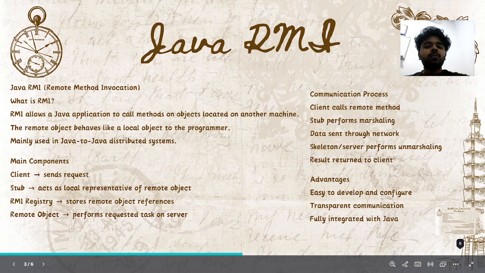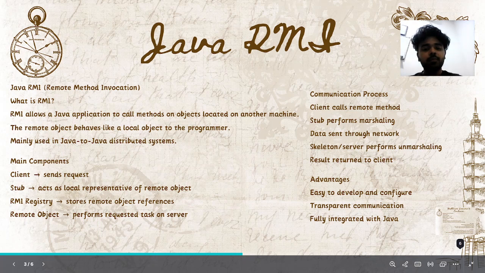One major advantage of RMI is its simplicity, since everything is built specifically for Java, so developers can create distributed systems much faster and easier. However, there is one limitation that I've identified, which is that RMI only works properly when both client and server are written in Java. So it must be the same language, then only it can work.